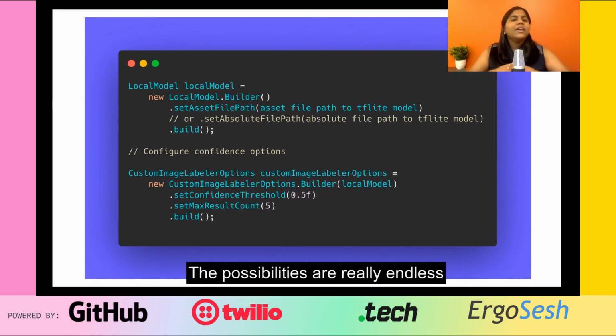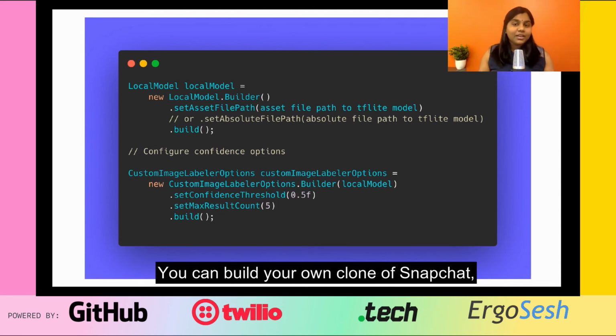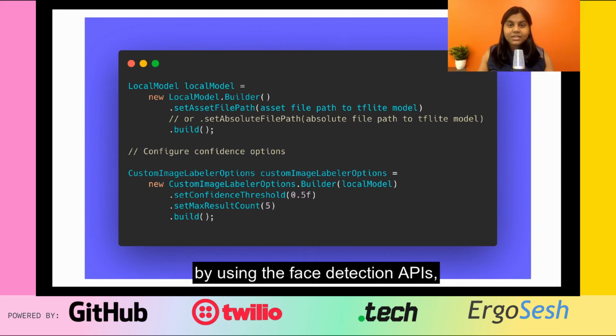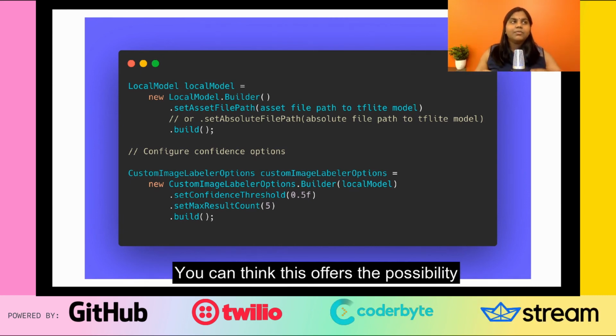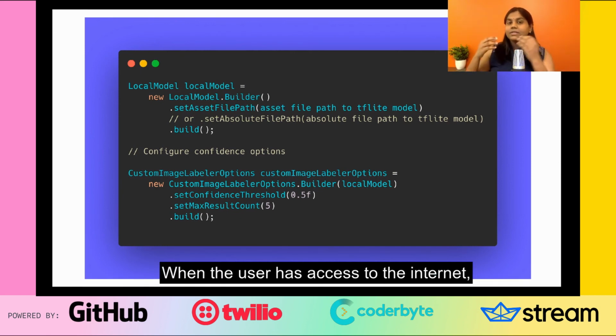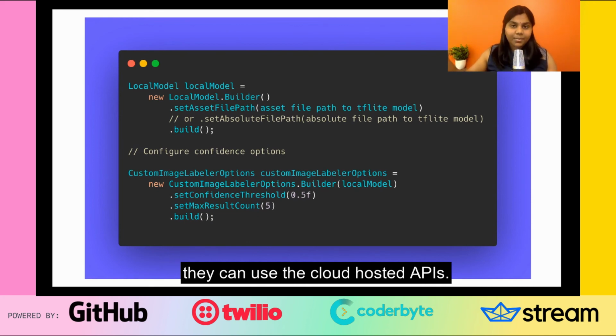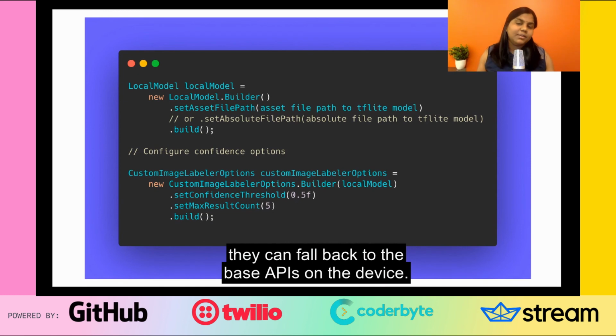The possibilities are really endless when we use custom APIs. You can build your own clone of Snapchat by using the face detection APIs to detect faces and contours on them and apply filters on top of it. I also want to quickly mention that MLKit allows us to use on-device APIs as well as cloud-hosted options. You can think of this as a possibility to use a combination of both. When the user has access to the internet, they can use the cloud-hosted APIs. And when they go off the grid and get disconnected, they can fall back to the base APIs on the device.